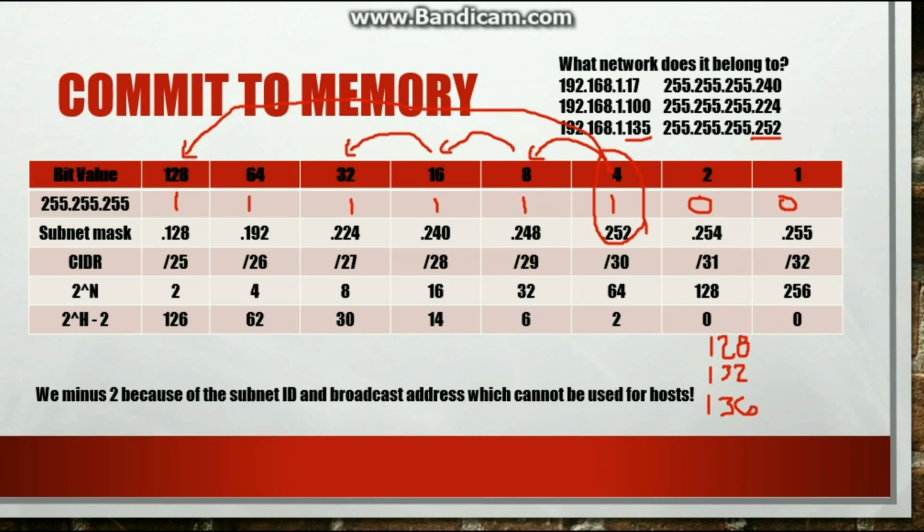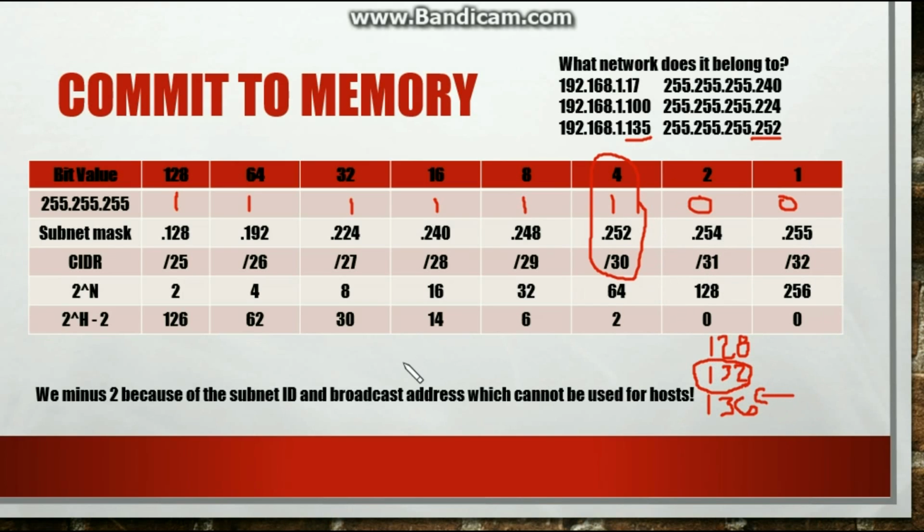All right, so let's clear this off right here actually. So that was our rotator here. So 135 lies right in between 132 and 136. So that means the network of that IP address is .132. Okay? Oof. So that is how you find the network of an IP address based on the subnet mask that is given.